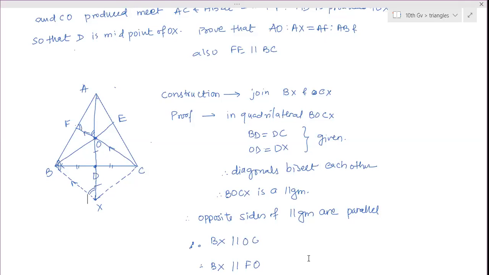Ma'am, if FO is parallel to BX, then AF by FB equals AO by OX. And OE parallel to XC? So what is the BPT? Ma'am, AO by AX equals AE by EC. BPT I'm asking.